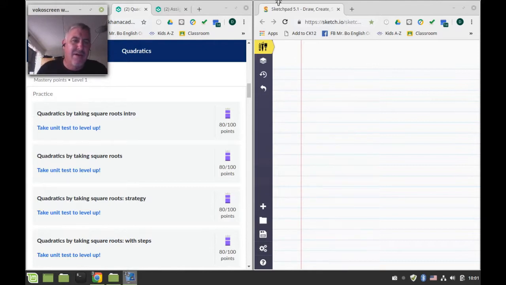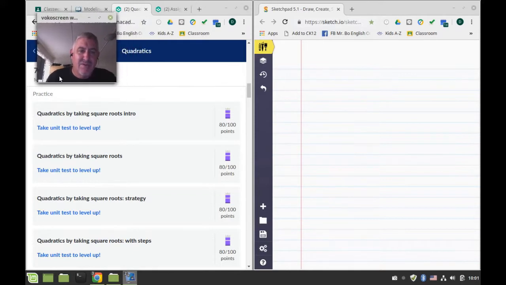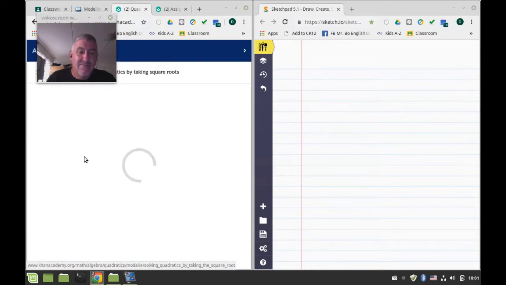We've been working on the quadratics unit in Khan Academy, and here we're doing the solving by square roots lesson. The last video was quadratics by taking square roots intro, and in this video we're going to be doing quadratics by taking square roots. It's going to be a little bit more complicated. Last one was really quite simple. This time we're going to get a little bit more difficult. So let's step right in.